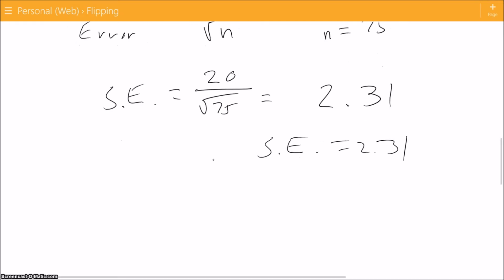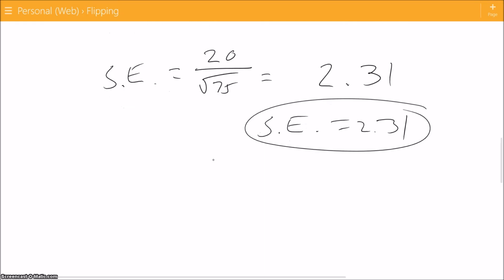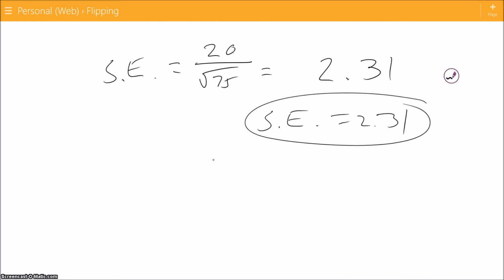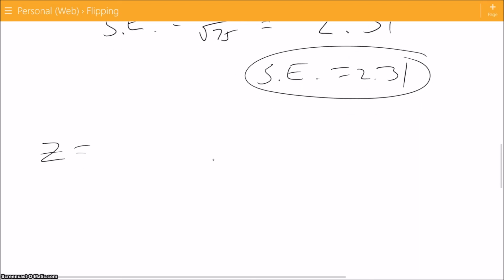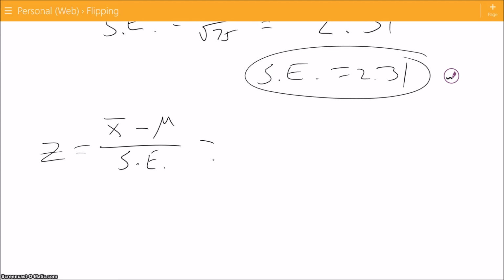And we're going to use this in our z-test. We have just about everything now we need for our z-test. So our z-test is actually going to give us a z-score. In this case, z is equal to x bar minus mu over my standard error. And we've got this now.